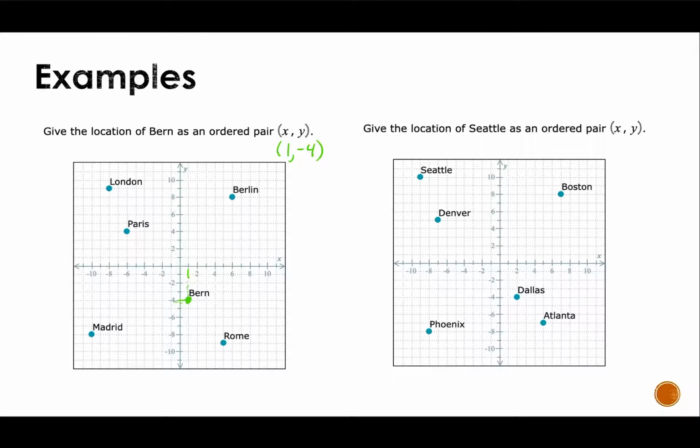In example 2, it says to give the location of Seattle as an ordered pair. Here's Seattle. So this is where x, you always want to start with x, is -9 and y is 10. So this would be the ordered pair -9, 10.